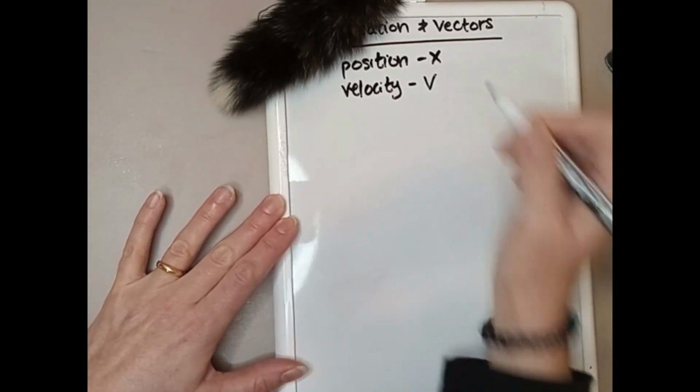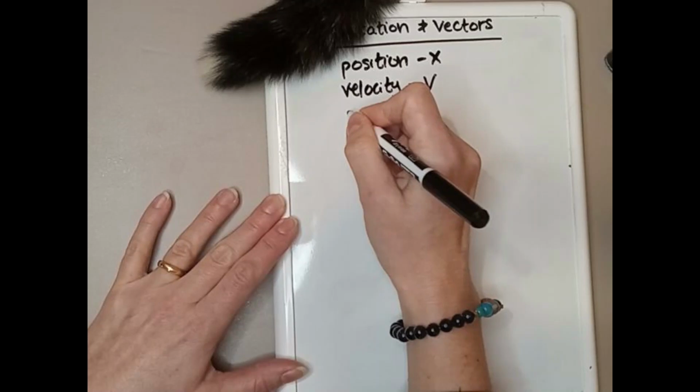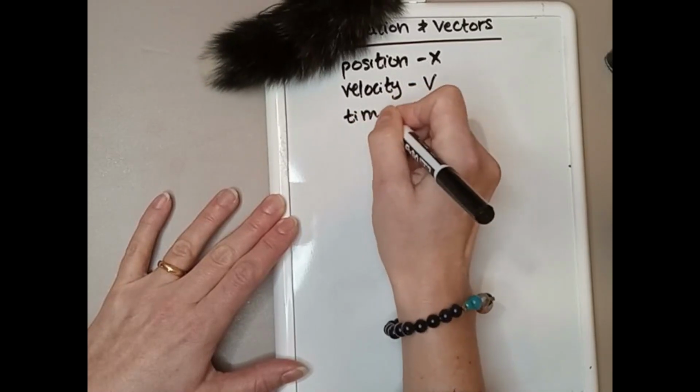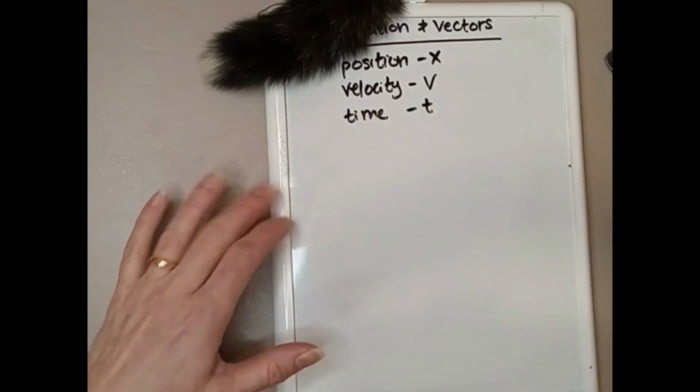Velocity will be v, and time will be t. And these are kind of standard notations. X will almost always be a position.